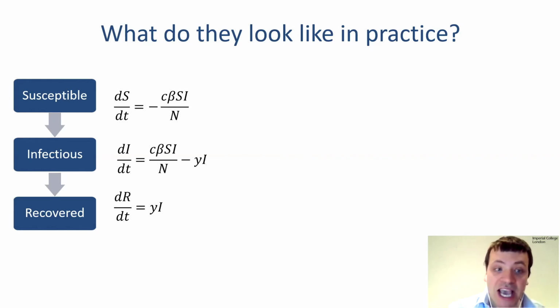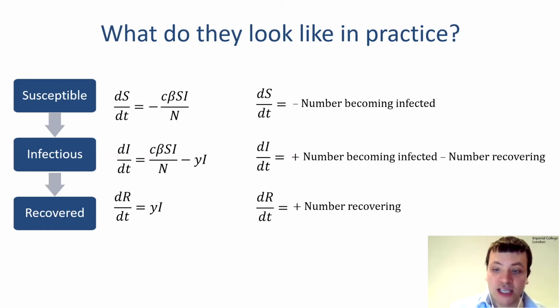So this dS over dt describes how the number of susceptible individuals changes each time step. Here, that change is just minus the number becoming infected. The change in the infectious compartment is adding in the number that's becoming infected and minus the number that are recovering. And the change in the recovered compartment is adding in the number that have recovered.